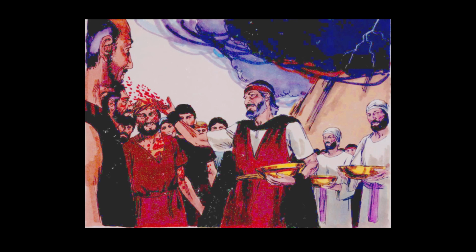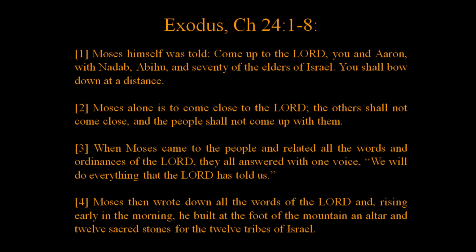Let's go to Exodus chapter 24, verses 1 through 8. Moses himself was told, "Come up to the Lord, you and Aaron, and Nadab, Abihu, and 70 of the elders of Israel. You shall bow down at a distance. Moses alone is to come close to the Lord. The others shall not come close, and the peoples shall not come up with them."